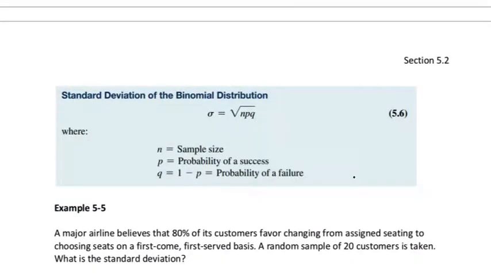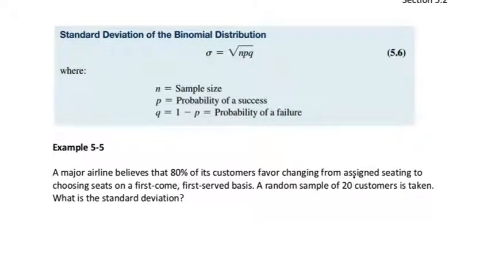The standard deviation formula is the square root of n times p times q. N is the sample size, p is probability of success, and q equals 1 minus p. Sometimes we call that the probability of failure. So in our same situation, if we want to find the standard deviation, we would calculate the square root of n times p times q.